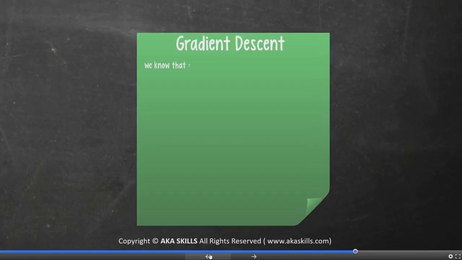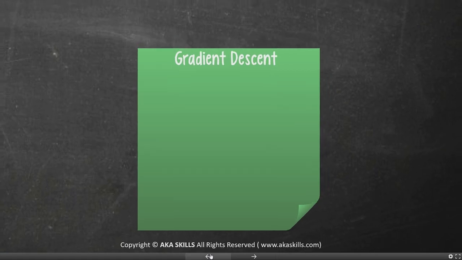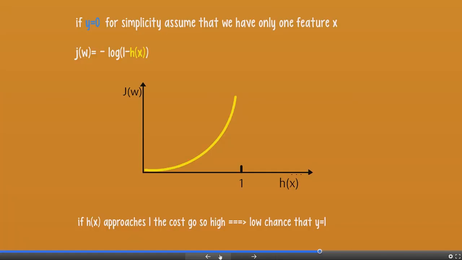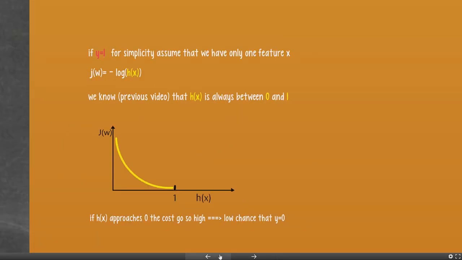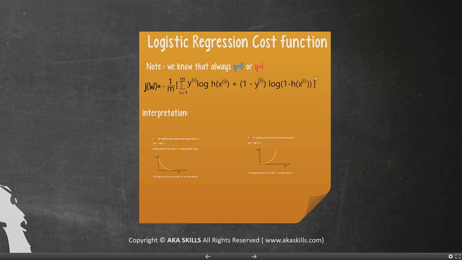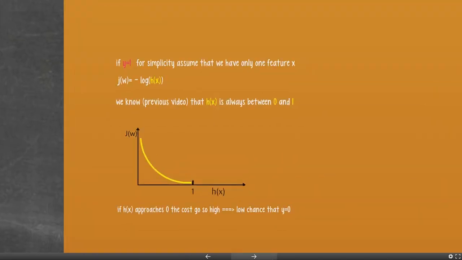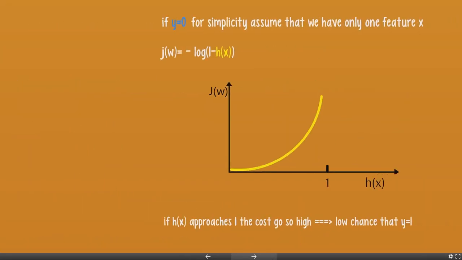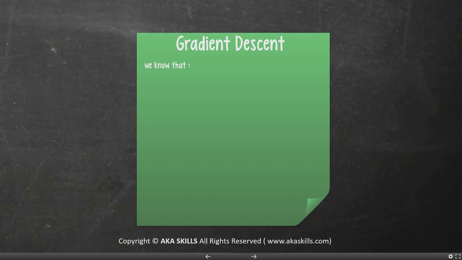So what about gradient descent? We learned here about the cost function, and we saw some interpretation. This is the cost function. We didn't come up with this, but believe me, there is very hardcore math behind that. So how do we use that? We use it in gradient descent, as we learned in linear regression.